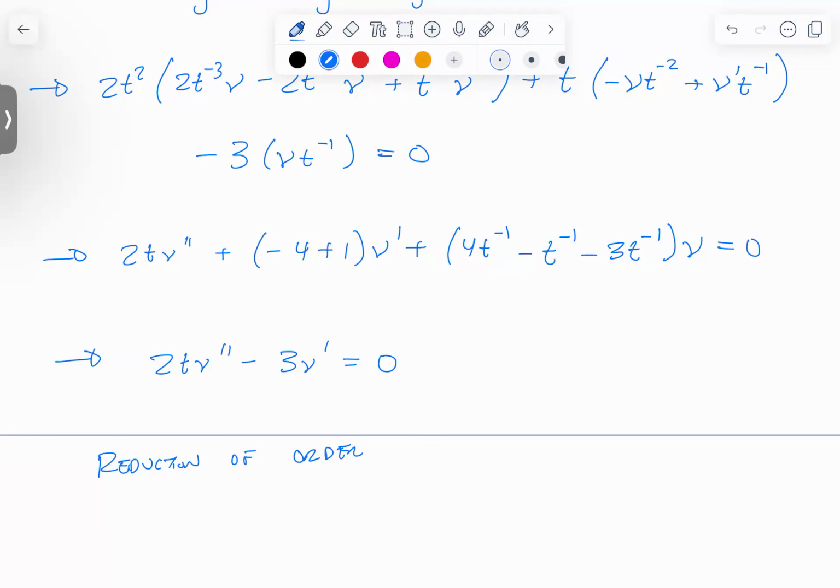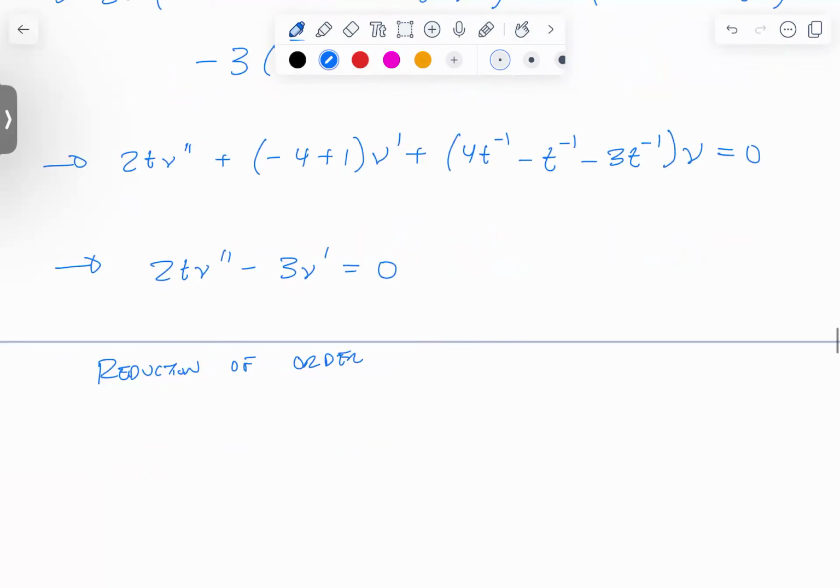So if this is currently a second order derivative, by definition, reduction of order means I want to turn this into a first order. I'm reducing it from a second order to a first order. And that's basically what this method is. So in that case, I'm going to let w equal v prime, and hence w prime equals v double prime, that's exactly correct.